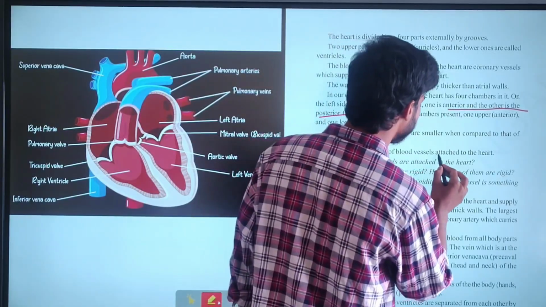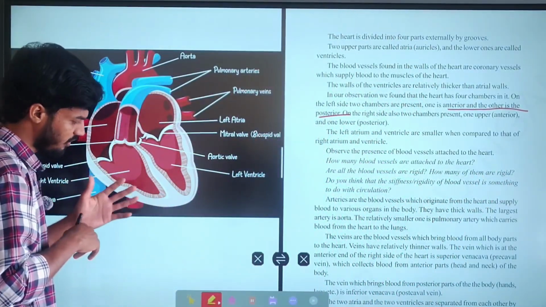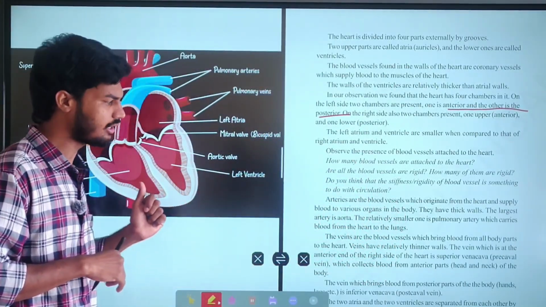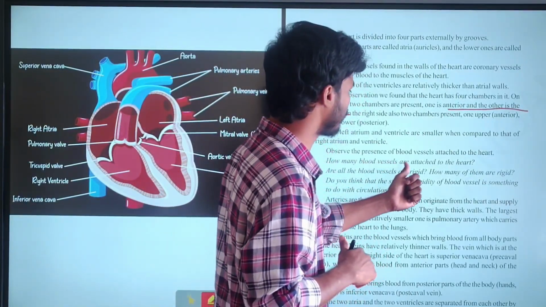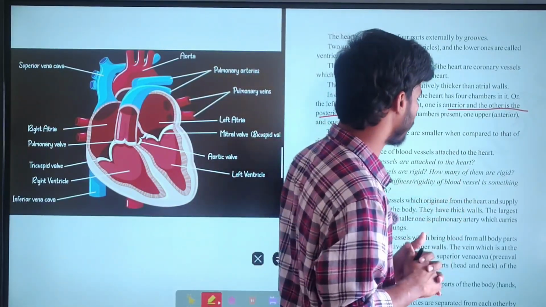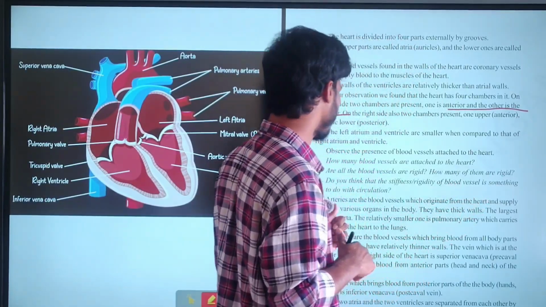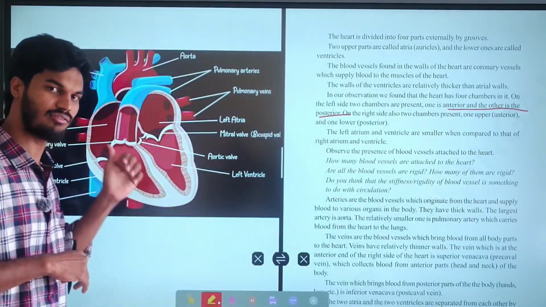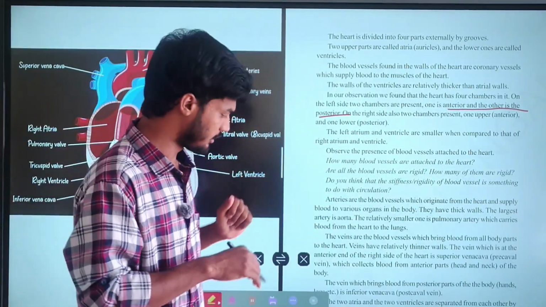Observe the presence of the blood vessels attached to the heart. Before that, after seeing the structure and functions of the heart, we can answer these questions. How many blood vessels are attached to the heart? Are all the blood vessels rigid? How many of them are rigid? Do you think the stiffness, rigidity of blood vessels has something to do with circulation? After completing this structure and functions of the human heart, we can answer these questions. Clear?